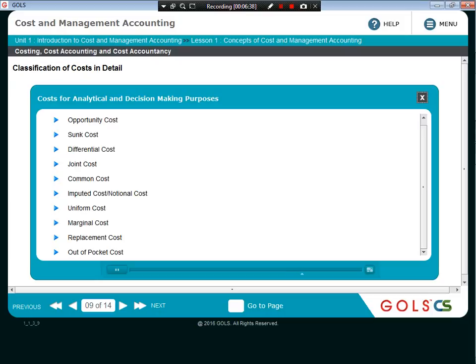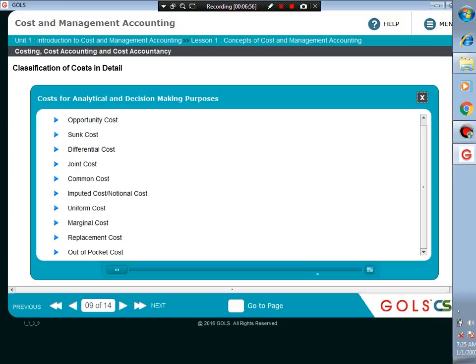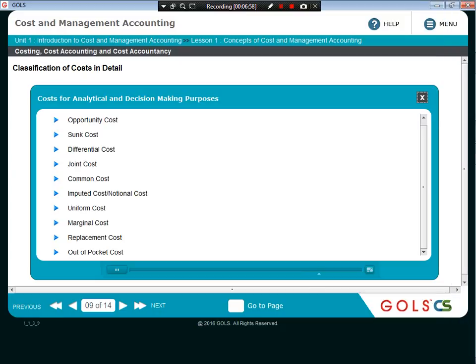So the salary of a partner who is acting as a sales manager, or as a works manager, such expenses are considered to be an imputed cost, or a notional cost. Uniform cost. Actually it is not a cost, but uniformity maintained in the calculation of cost is called a uniform cost. A marginal cost is basically a variable cost.